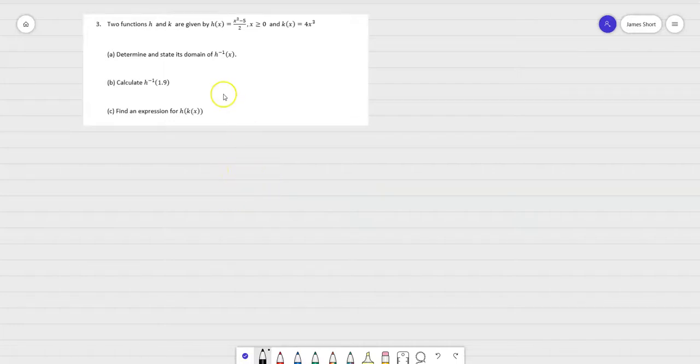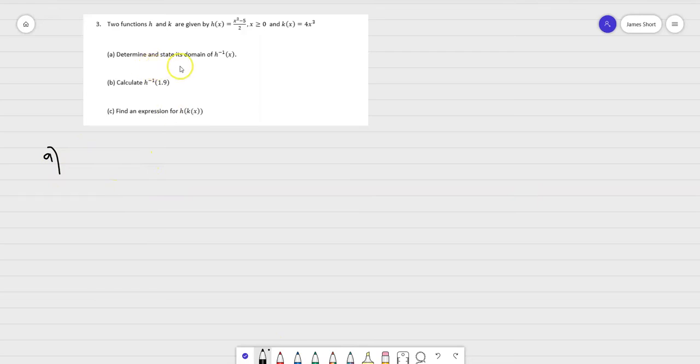Okay, so question 3. Now we have two functions, h and k, given by h of x equals (x squared minus 5) over 2, where x is greater than or equal to 0, and k of x is equal to 4x to the power of 3. So we've got three parts to this question. Part A, determine and state the domain of the inverse of h of x. Part B, evaluate the inverse of h of x when x is equal to 1.9. And part C, find an expression for h of k of x, so a composite function of these two functions. So let's start with part A here.